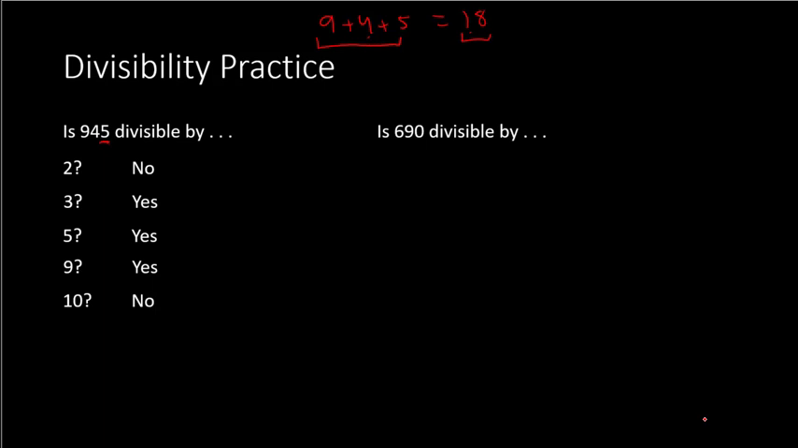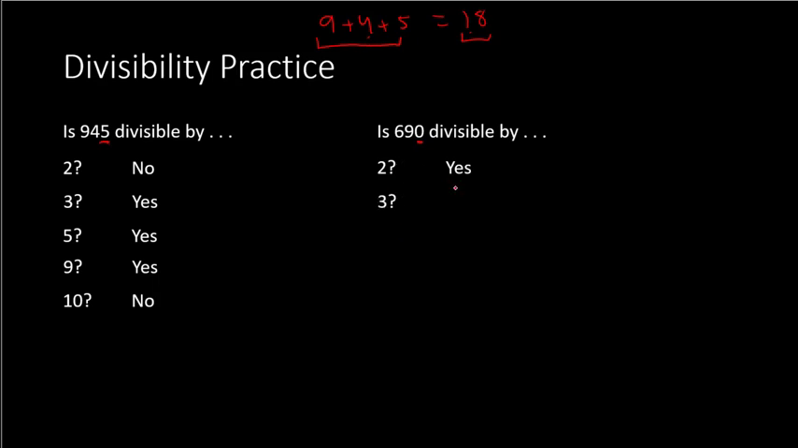So here we're being asked, is 690 divisible by, and we're going to ask if it's divisible by 2, 3, 5, 9, or 10. So is it divisible by 2? The answer is yes, because 690 ends in a 0. 0 is an even number, so because of that, we can divide by 2.